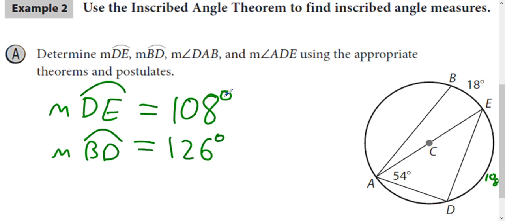Measure of angle DAB. We said this was 9 degrees here. So DAB, you'd have to add those two together to get that entire angle. 54 plus 9, 63.